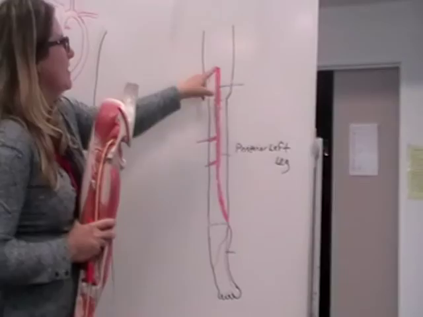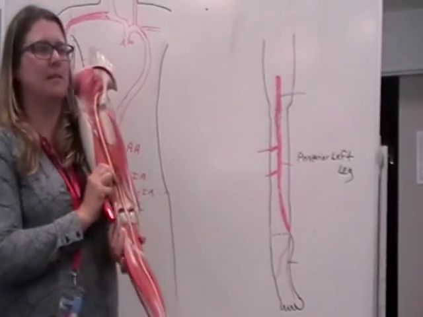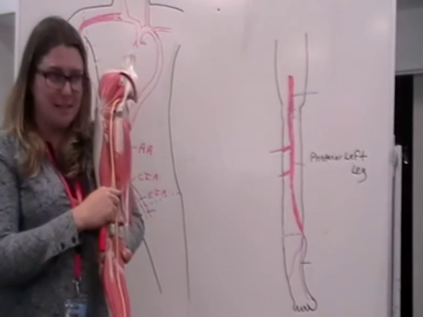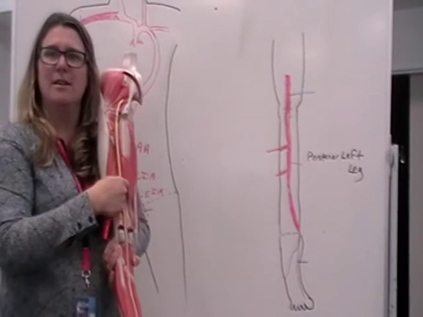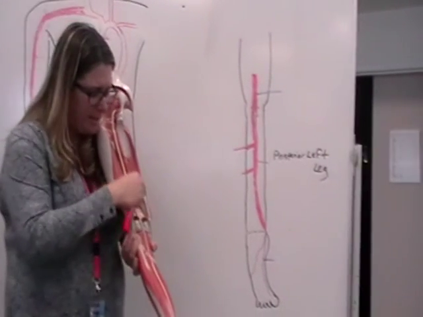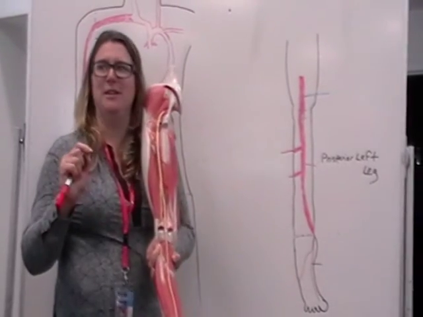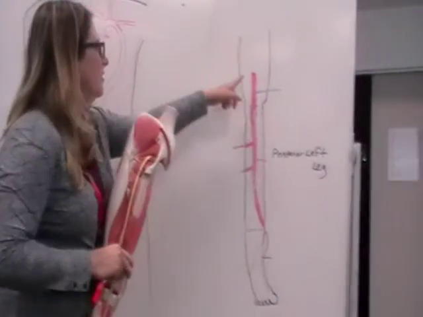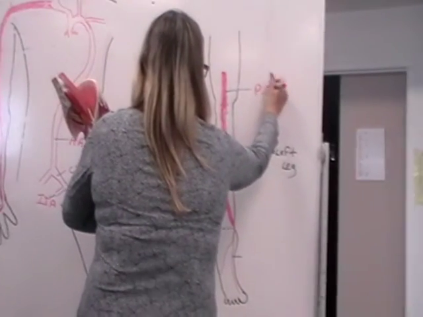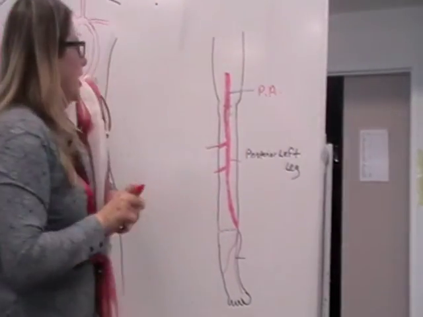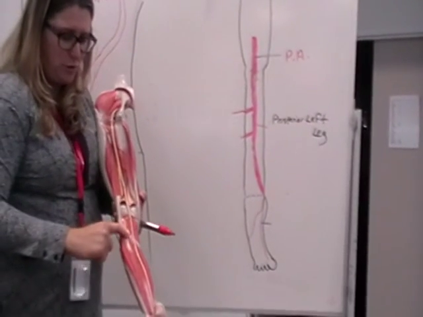Now, this artery is going to pop out of a little hole. What muscle is it in? Adductor magnus. And what do we call the hole in adductor magnus? Adductor hiatus. Awesome, well done. And so then, which artery pops out? Popliteal. Excellent. So I'll just again put the initials, P.A., popliteal artery.